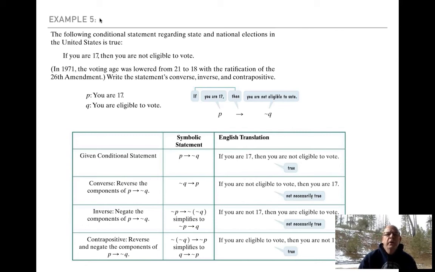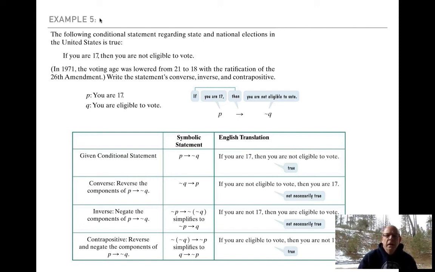Okay, let's compare that to the converse. Well, the converse just switches those pieces, right? It switches the hypothesis and conclusion of the original statement. So our original statement was P implies not Q, and so we switch those: not Q implies P. In English, that would be: if you're not eligible to vote, then you are 17. Well, that's not necessarily true. You could be 16, you could be 15. There are other reasons why you can't vote, like if you are convicted of a felony, I believe you cannot vote, and other things.